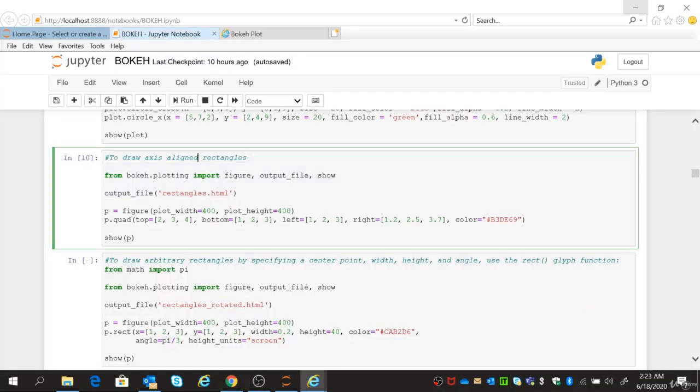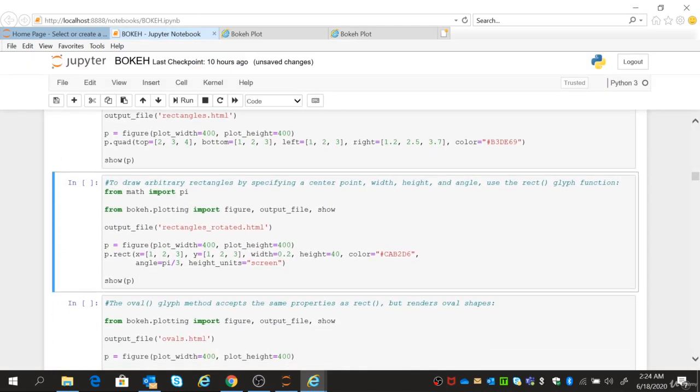If you are going for an axis aligned rectangle, where we have mentioned the top, bottom, left and right coordinates of a rectangle, this is how you can expect your rectangles to be. As I told you, these are the coordinates for three rectangles, so I can see three rectangles being placed in my plot. Similarly, to draw an arbitrary rectangle, now this is for an arbitrary rectangle. Here I have made an additional import. I have imported pi from the math module because we are using it in the angle feature.